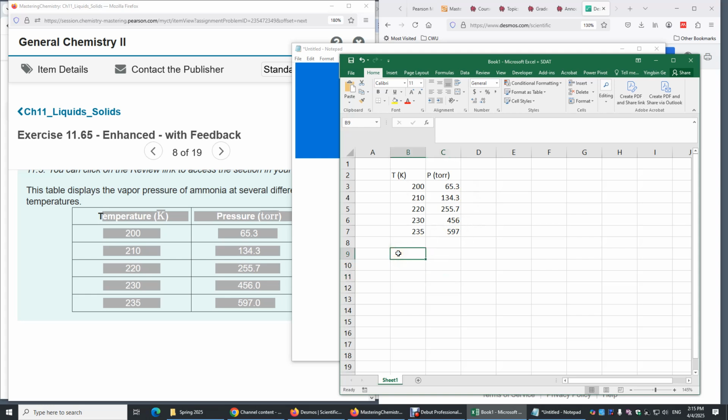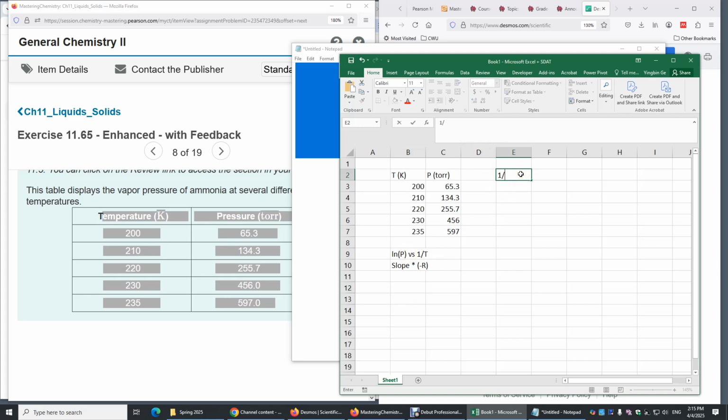The plan is to plot this LMP versus 1 over T, and then we'll get the slope. The slope times negative R, the gas constant, is the heat of vaporization. Now, why is that? Well, you'll have to take physical chemistry to prove this. But now we're gonna just use this.